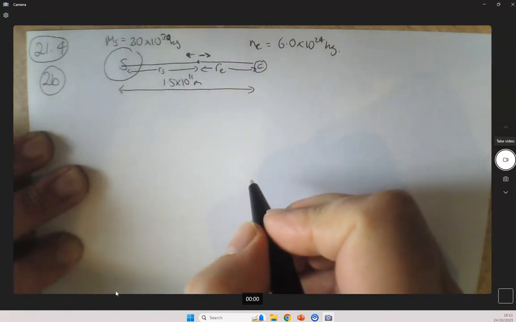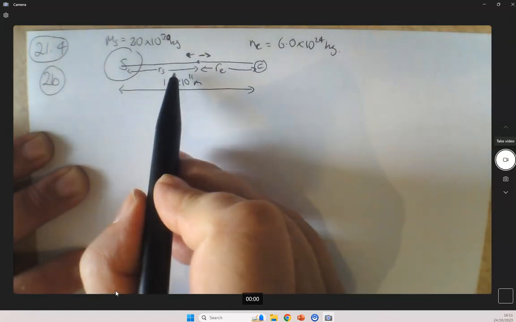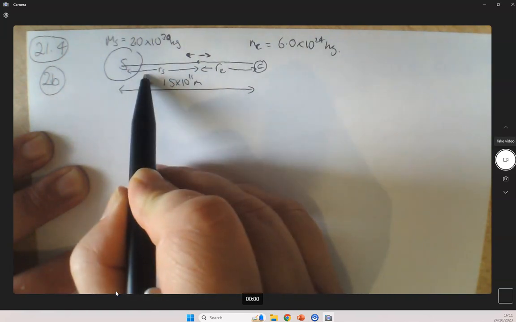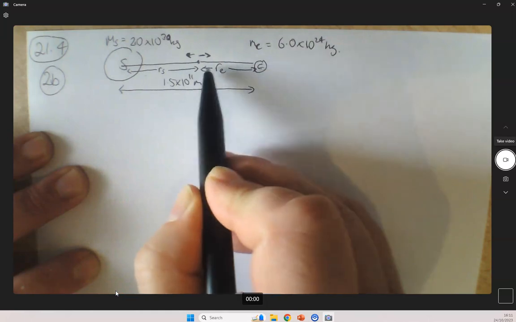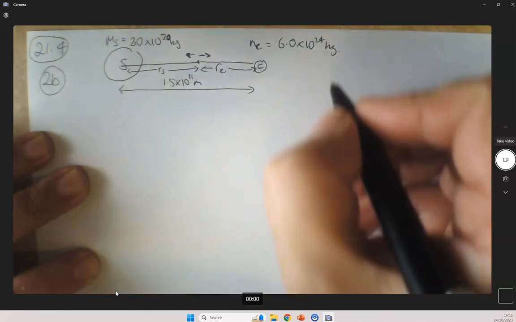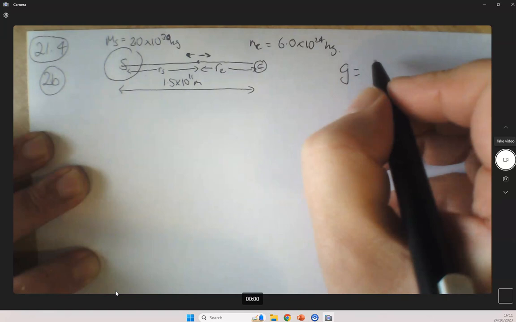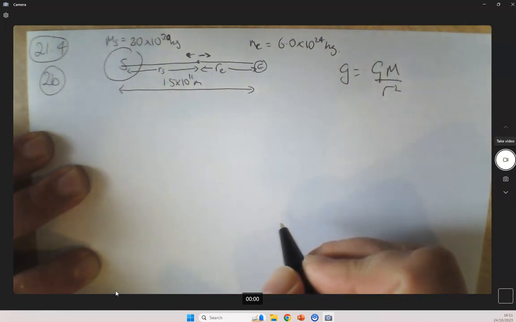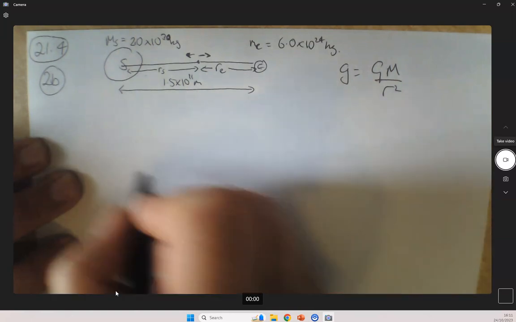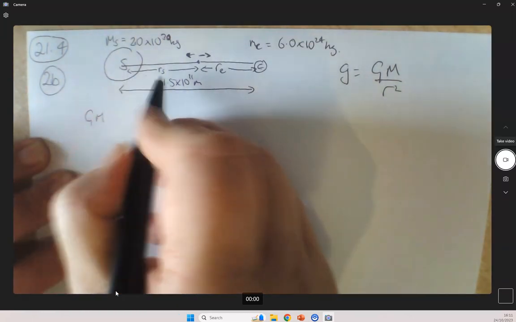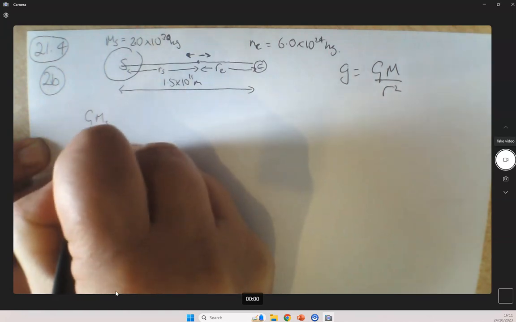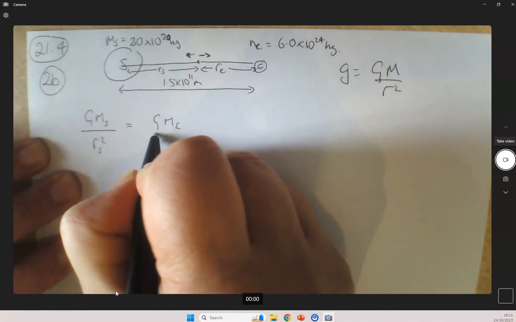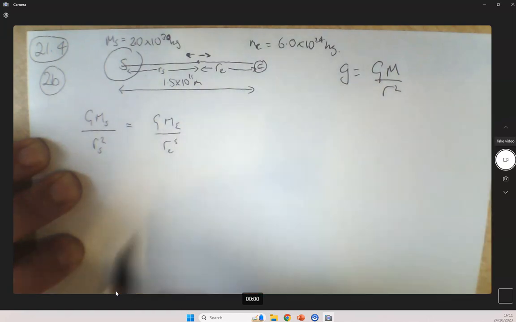At that point, we want to have the gravitational field strength from the Sun to there to be the same, but in that direction, and the gravitational field pull from the Earth to be the same magnitude, but in that direction. We can obviously work out g at any point by using g is equal to GM upon r squared. So if I actually set this up, if I work it out for the Sun, I've got G mass of the Sun upon distance from the Sun squared, and that must be equal to G mass of the Earth upon the distance from the Earth squared.